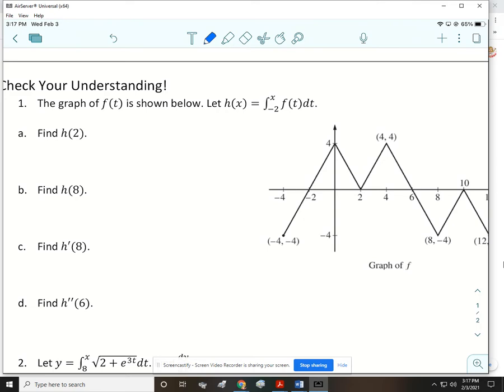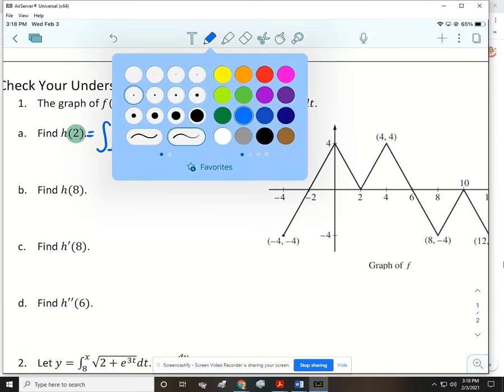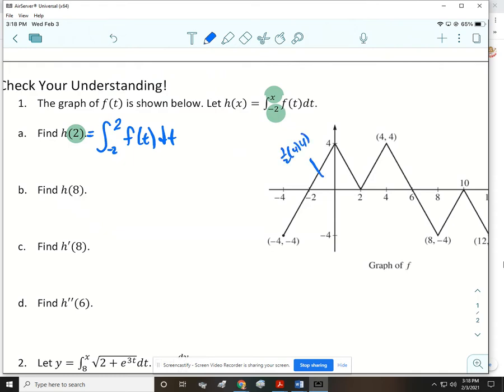All right. So h of 2 is going to be equal to the integral from -2, which is this one right here, and then we're going to put what we're evaluating in for the top one. So from -2 to 2 of f of t dt. All right, so what that's asking us to do is find the area between the function and the curve from -2 to 2. All right, so that area right there. That's just the area of a triangle whose base is 4 and whose height is 4. So that's going to be 1/2 times 4 times 4, or 8. So that is going to be 8.